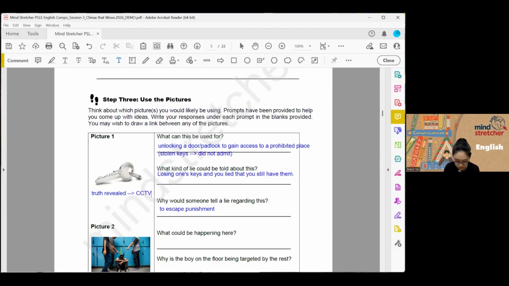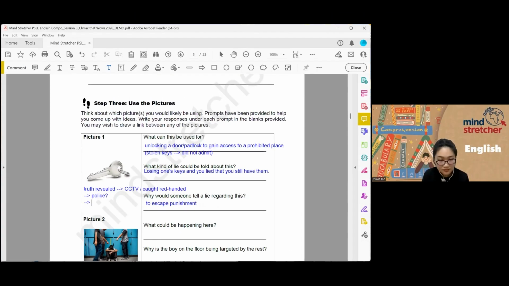Okay. Or you were caught red-handed because you tried to unlock it, not just once, you were caught red-handed. You were already being investigated, but you didn't know. Okay. So what kind of punishment could there be? Severe punishment. The police might be involved. Or if it's school property, the discipline master might be involved. The parents were called in.